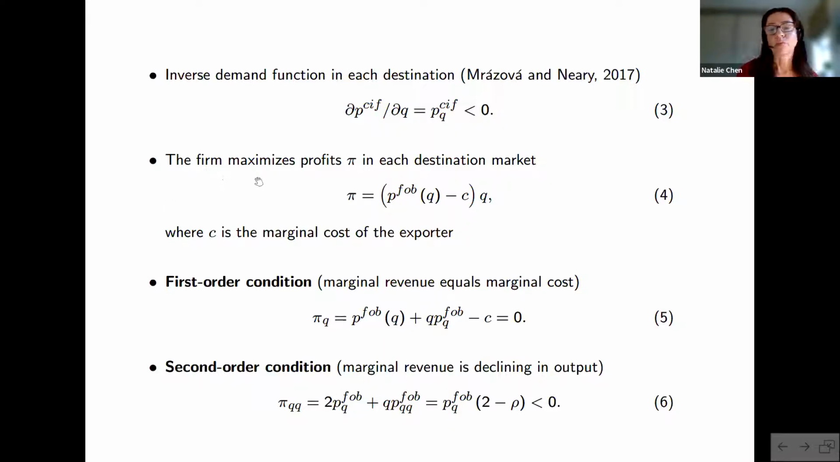So the firm is going to maximize profits in each destination market, where here we have the profits, and C is simply the marginal cost of the exporting firm. So based on the maximization problem, we derive the first order condition and the second order condition. First order condition simply states that marginal revenue equals marginal cost, which is given by this expression here. And the second order condition states that marginal revenue is declining in output, which is given by this expression here, which depends on this rho here that I'm going to define in the next slide. So we have the first order and the second order condition of the profit maximization of the firm.